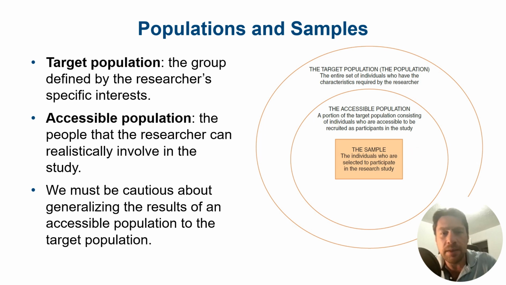Now, you face two problems here. One, will your sample generalize to the accessible population? And maybe it does, and maybe it doesn't. But even if it does, that doesn't necessarily mean that the accessible population generalizes to the target population. But going forward, we will use the term population to refer to target population.